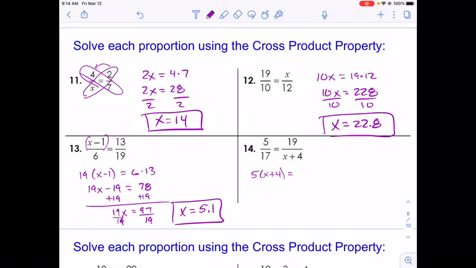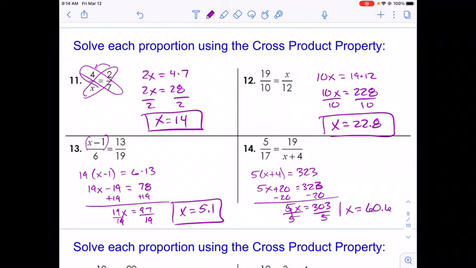Now we can finish this out. So this is 323. So when we multiply here, we still get 5x plus 20. And then when we subtract here, 5x is equal to 303. Now it's looking a little bit better here. And now we divide by 5. And then we get 303 divided by 5 is going to give us 60.6.